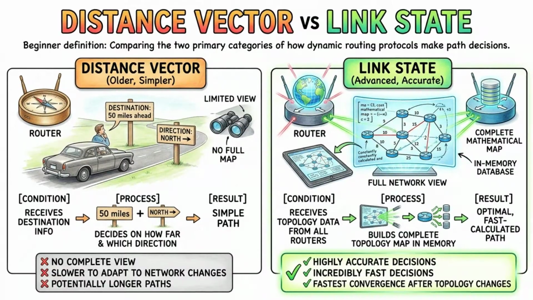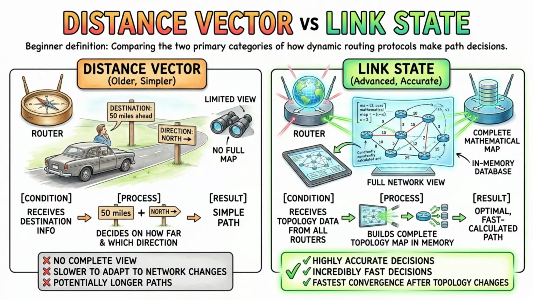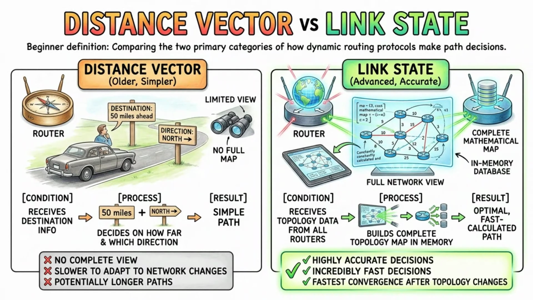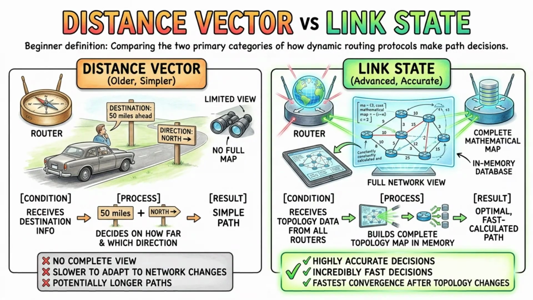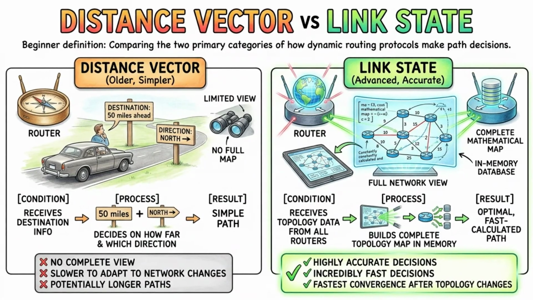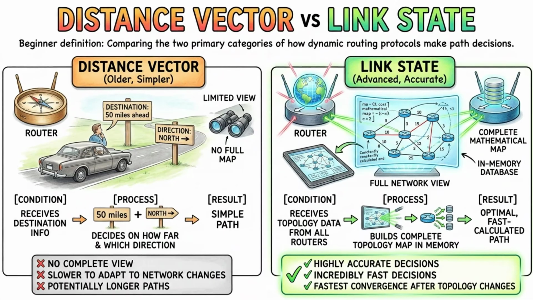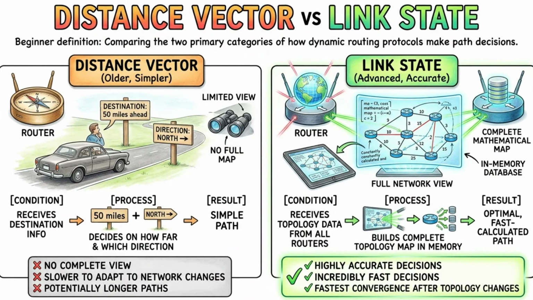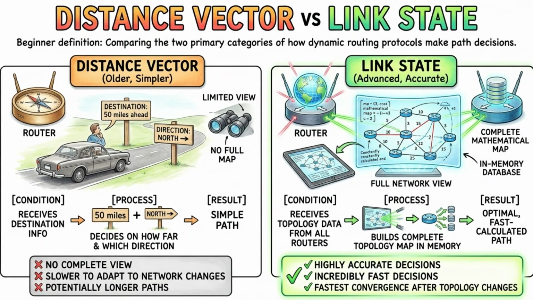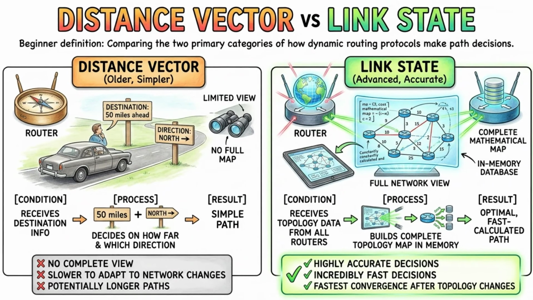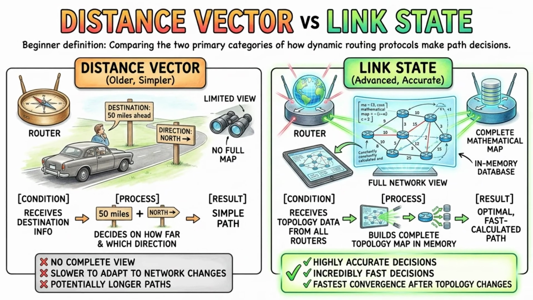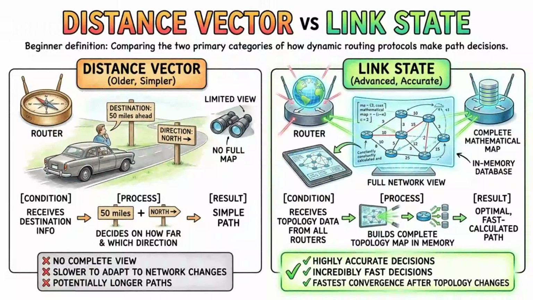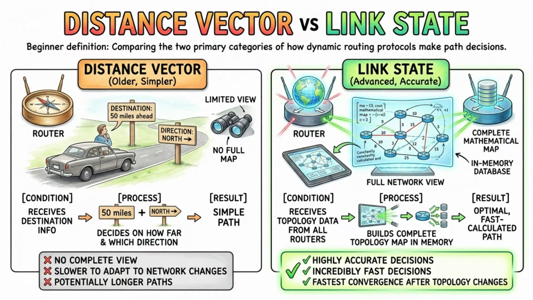Within the world of dynamic routing, there are 2 primary categories of protocols known as distance vector and link state. Distance vector protocols are somewhat older and simpler, making routing decisions based purely on how far away a network is and what direction to send the data. They operate much like reading road signs on a highway, knowing the destination is 50 miles ahead, but never seeing the full map. Link state protocols are much more advanced because every router builds a complete, detailed mathematical map of the entire network inside its memory. This full picture allows link state protocols to make highly accurate and incredibly fast decisions when network topology changes occur.